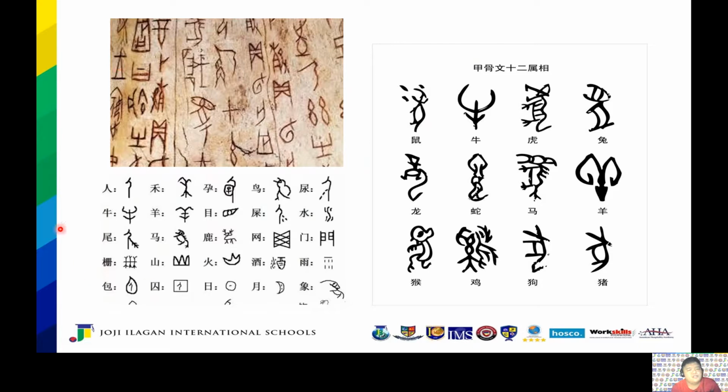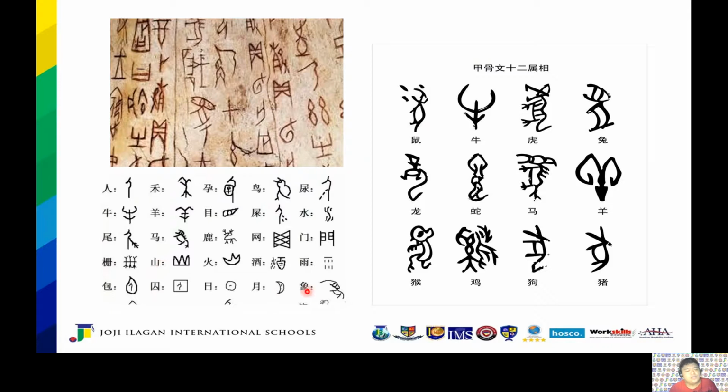So as you can see here, the character for being pregnant, it's like a person with a child inside. Or the character for eye, or the character for net, the character for wine or liquor, fire, mountain. No, ang dami dyan, no?